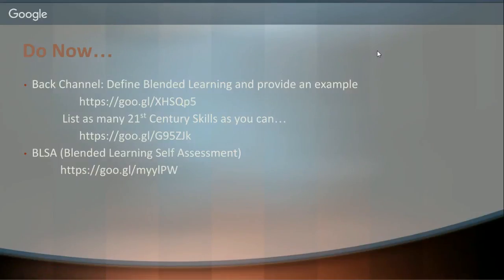Yep, looks good. What I have here on this first screen is just a quick do now. I have defined blended learning and provide examples at this website. And then below that, I have list as many 21st century skills as you can. That's the one I'd like you to take a look at. I posted that to the chat section. It's this one right here. I also posted the blended learning self-assessment there as well. But the second one is the first one that I'd like you to take a look at. So click on that, head over to the back channel, and just begin to list as many 21st century skills as you can. I'll give you about a minute for this.